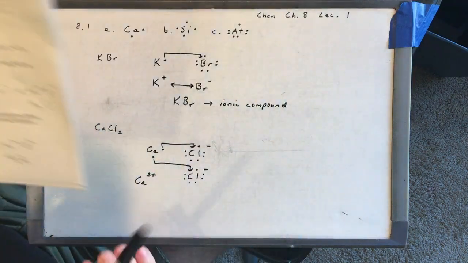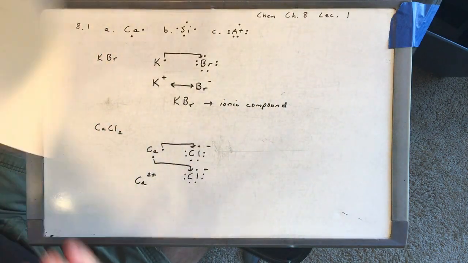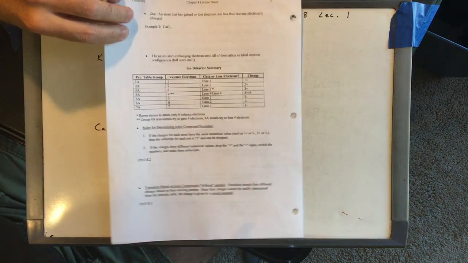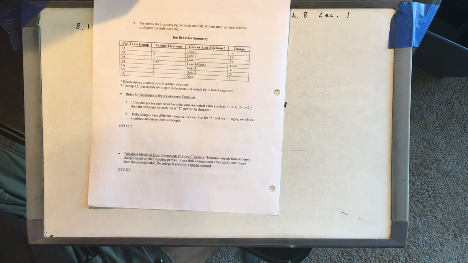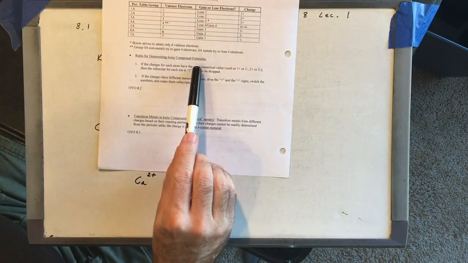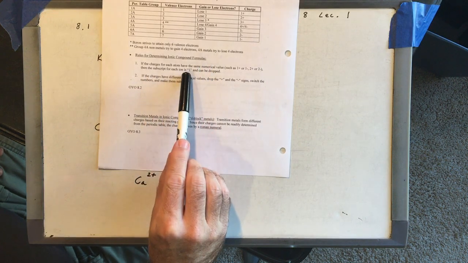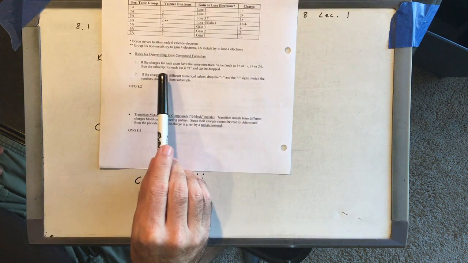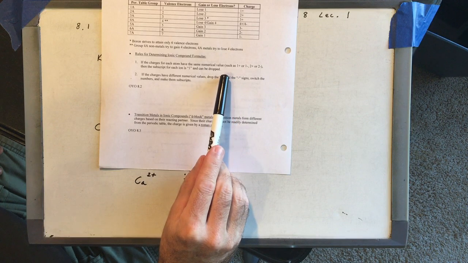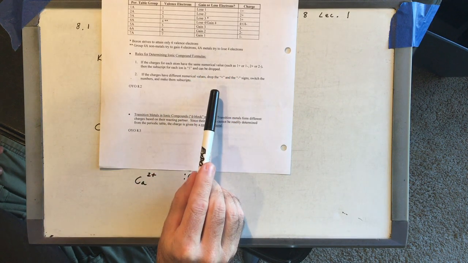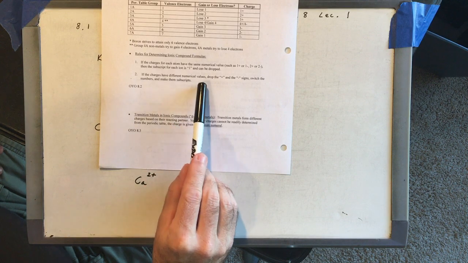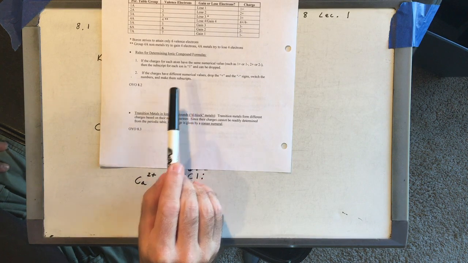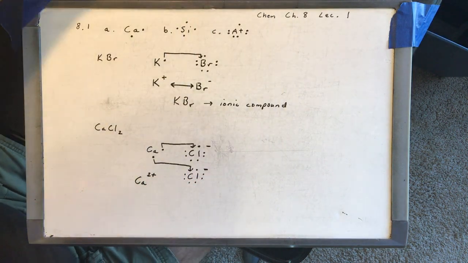Okay, so our rules for determining the ionic compound formulas. If the charges for each atom have the same numerical value, such as they're both 1 or they're both 2, then the subscript for each ion can be dropped. I'll show you what I mean in a second. If the charges have different numerical values, we drop the plus and minus signs, switch the numbers, and make them subscripts. Let me work some for you so that will make sense.